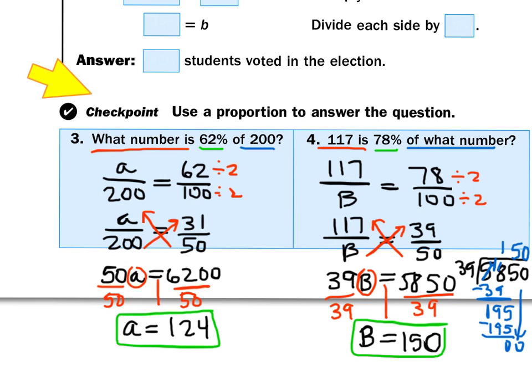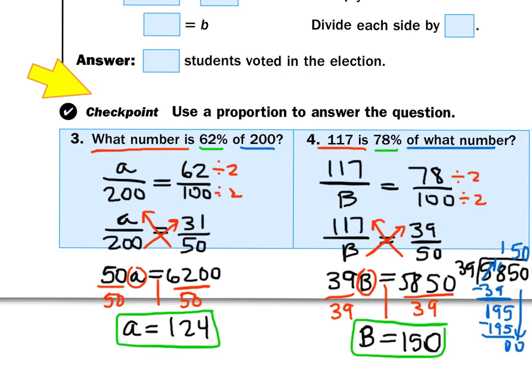Okay, take a look at number 4. 117 is 78% of what number? So with my red, underline the is in red, underline the percent in green, and underline the of in blue. And then set up your proportion. Is 117 over the of, which we don't know, so let's call it B for base, equals, and then 78 over 100 for the percent. So now we could reduce 78 over 100 to become 39 over 50, and then do the cross products.